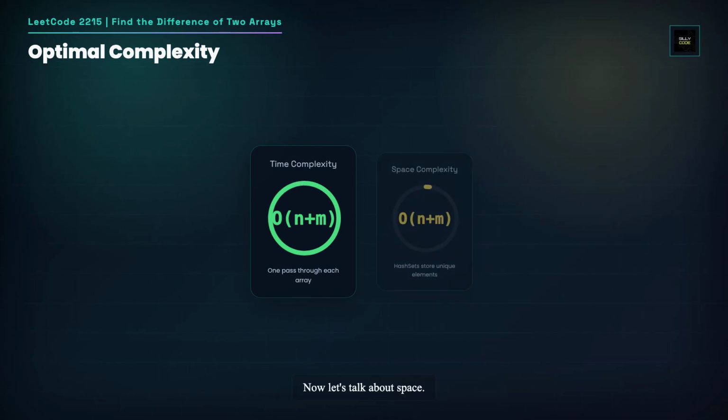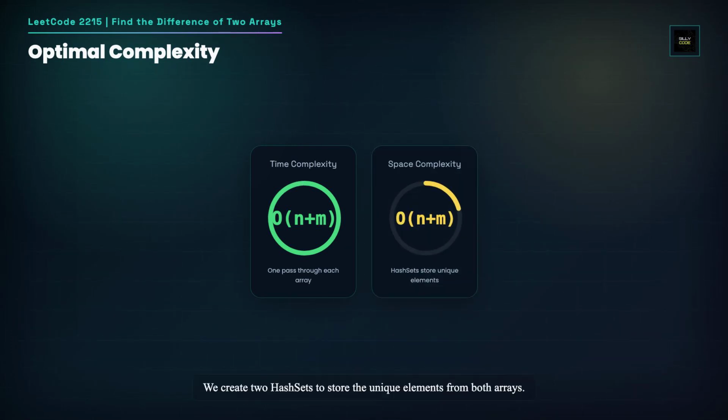Now let's talk about space. We create two hash sets to store the unique elements from both arrays. In the worst case, they can contain every element from the input. So the space complexity is also O of n plus m.